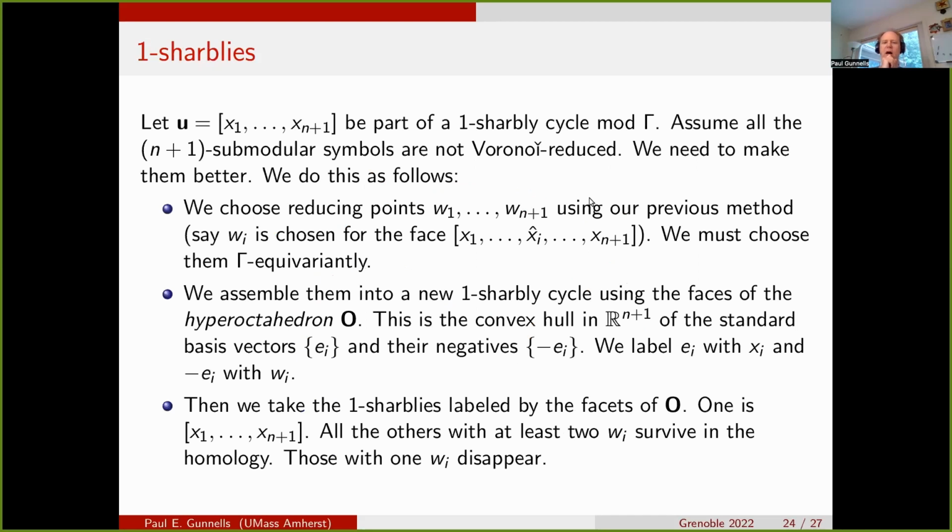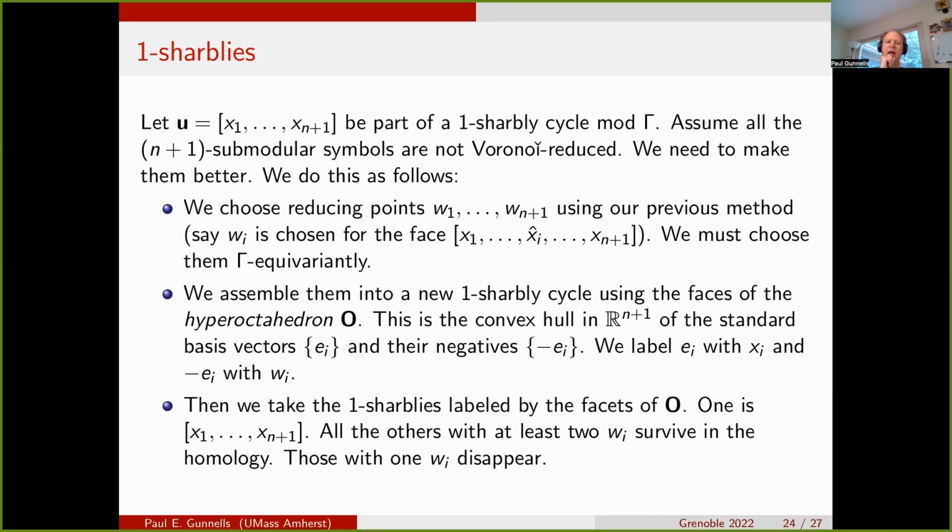Let me talk now. We're getting close to the end, so I wish I had a little more time, but I'm going to go through this rather quickly. At least talk about what happens for one-Sharpleys. So now we have a one-Sharpley. We have a list of n+1 vectors instead of n.